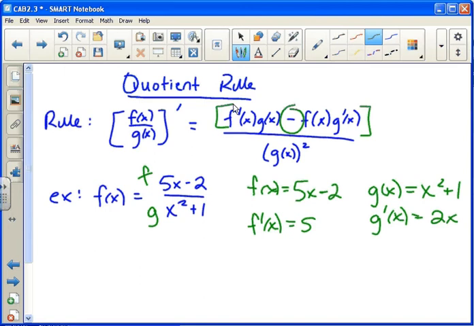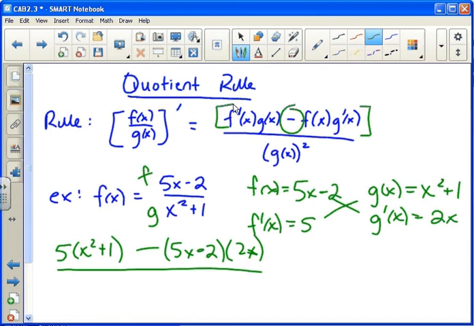Then we do f prime times g, so that's 5 times x squared plus 1 minus f times g prime, so I get 5x minus 2 times 2x. And then I divide that whole thing by g squared. Now I don't want to touch the bottom, leave the bottom just the way it is, but I do want to simplify the numerator at the top.